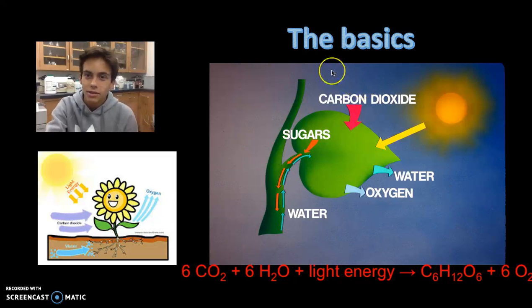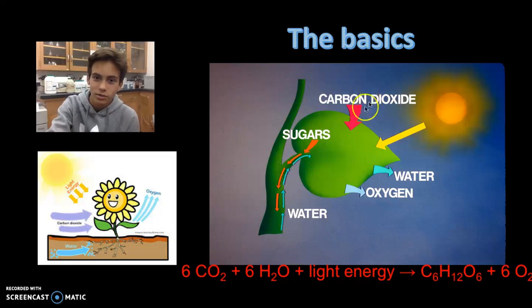So what happens is the air that we breathe out when we take in oxygen is carbon dioxide. The plants use that in photosynthesis, and they take in sunlight and water, and they produce sugar, water, and oxygen.